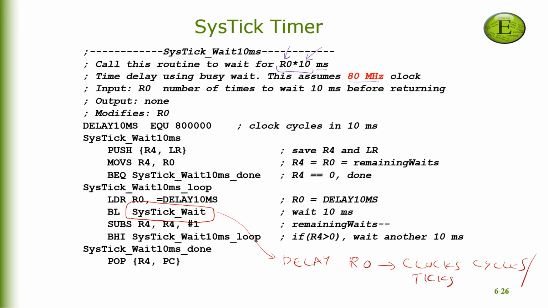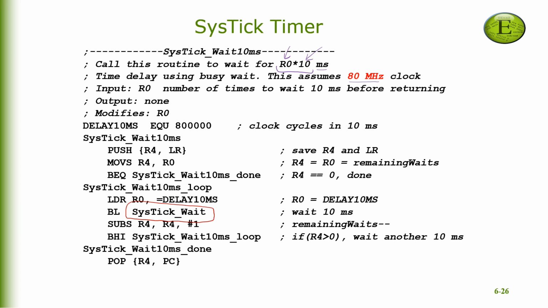R0 clock cycles, a delay corresponding to R0 clock cycles ticks, and in terms of time, it was R0 times 12.5 nanoseconds. So that was the delay. So this SysTick_wait routine introduced a delay R0 times 12.5 nanoseconds. The routine assumes that the input is in R0, that is the number of clock cycles for which we have to wait, and each clock cycle is obviously 12.5.